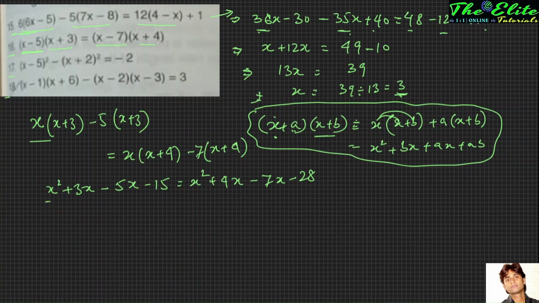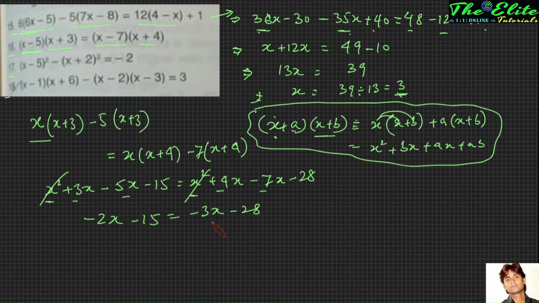Now x squared is here, x squared is here. Same thing on both the sides, we can simply cancel. Same number, same variable, anything same on both the sides, they should be separated with plus and minus. It will be easily cancelled out. x squared is positive here, x squared positive here, cancelled. If it was negative anywhere, it won't be cancelled. Now 3x and minus 5x will give you minus 2x. So minus 2x minus 15 is equal to 4x minus 7x, how much? Minus 3x and then minus 28.